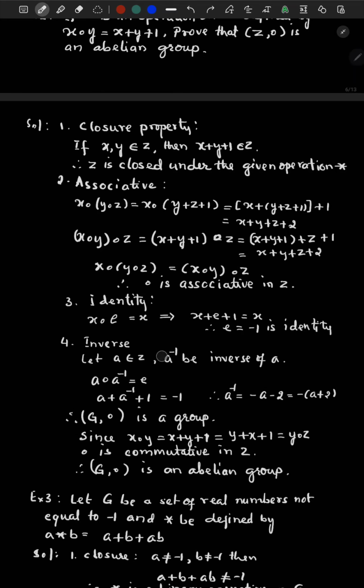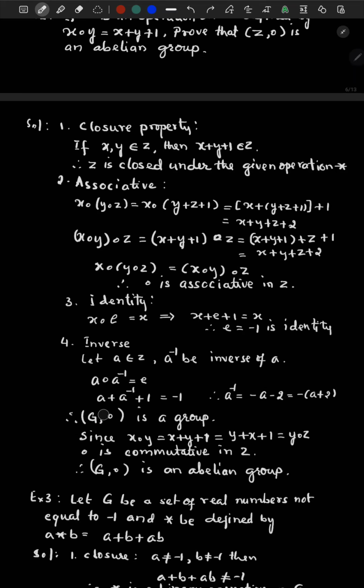Next inverse. Let us take A inverse be the inverse of any element A. Then by definition A dot A inverse must be equal to E. E is minus 1 in this case, so right side is minus 1. Then by definition of this binary operation of these two elements, it will be A plus A inverse plus 1, that is equal to minus 1. So solving for A inverse, we get minus A minus 2 is the inverse for A.